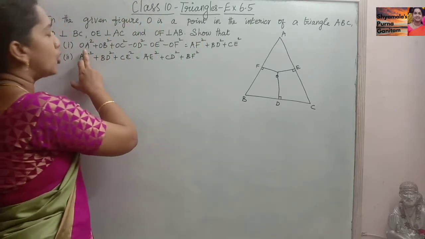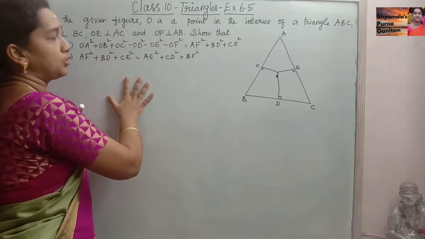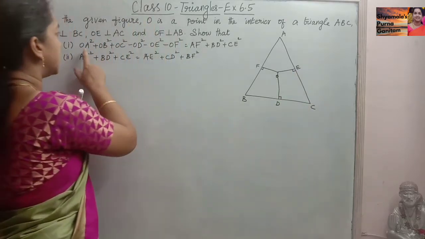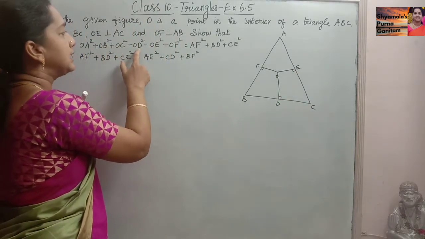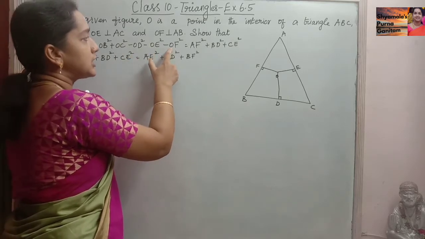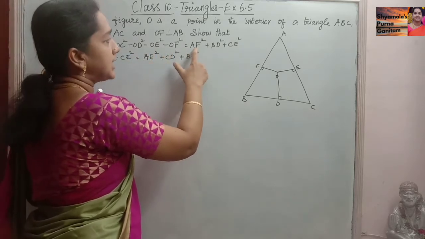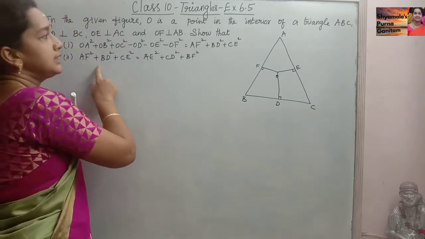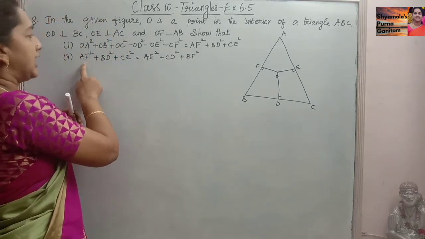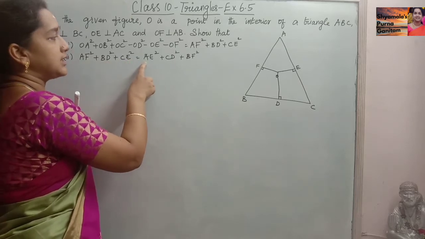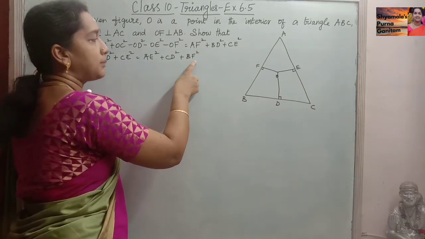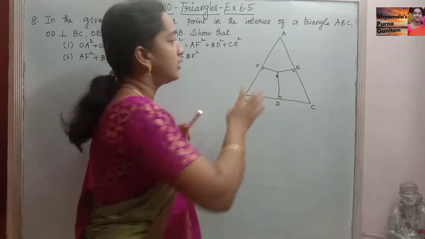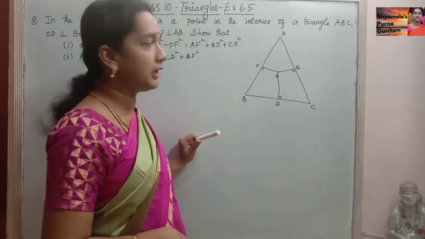Show that OA square plus OB square plus OC square minus OD square minus OE square minus OF square is equal to AF square plus BD square plus CE square. Then in the same way, AF square plus BD square plus CE square is equal to AE square plus CD square plus BF square. Even though the question is very confusing, for doing this sum it is very simple.